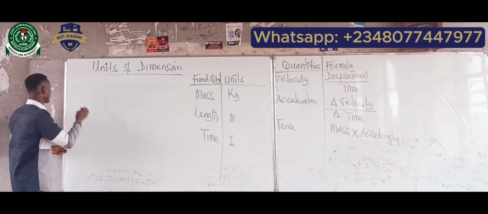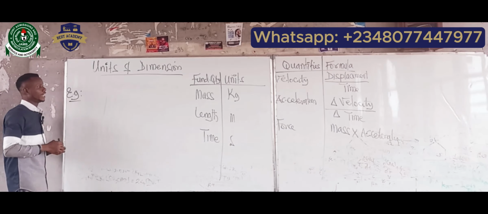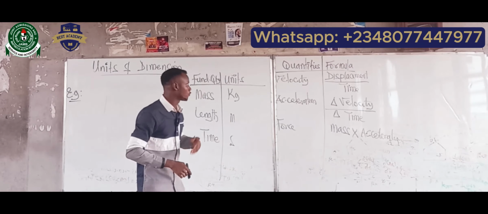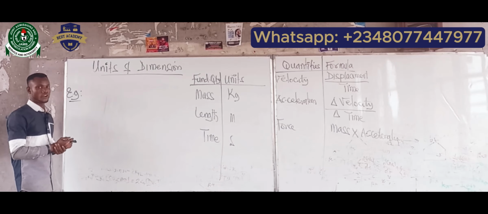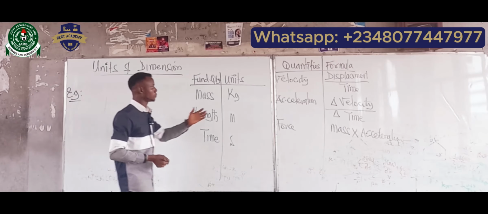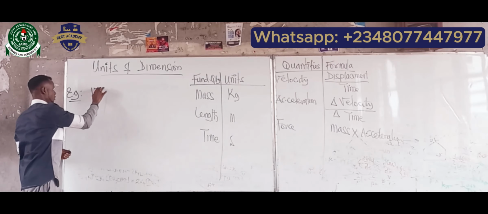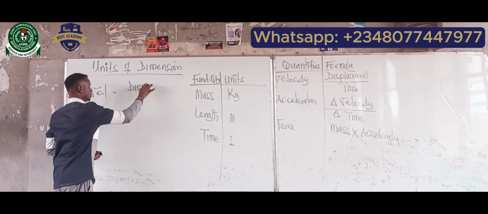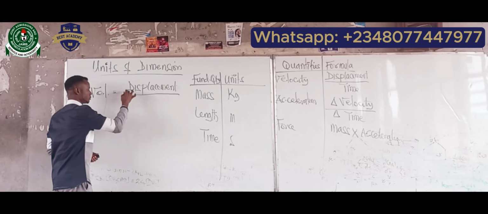Example 1, please. Find the unit of velocity. Now, first of all, let's pick up the formula for velocity here. We say that velocity is said to be displacement over what? Time.